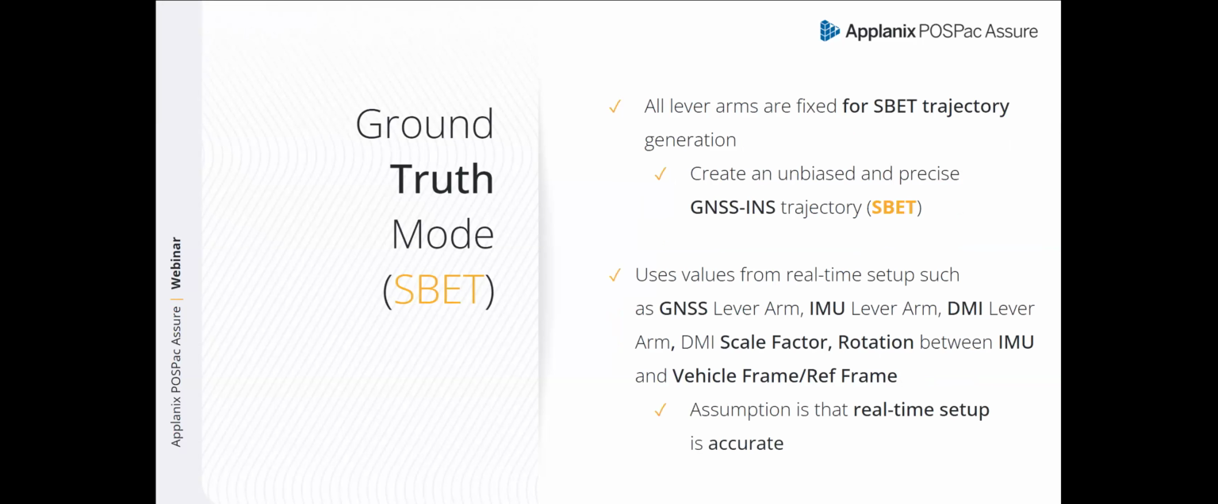In terms of ground truth, same here, all the lever arms and all those parameters need to be set up properly on the system, in order to allow the creation of the unbiased and precise GNSS-INS trajectory, again, this SBET file. So in this sense, we are using all the values from the real-time setup. So all the lever arms, all the rotations, the scale factors, etc. And the assumption is that this one is correct. We'll keep it fixed so that you get really an unbiased trajectory.